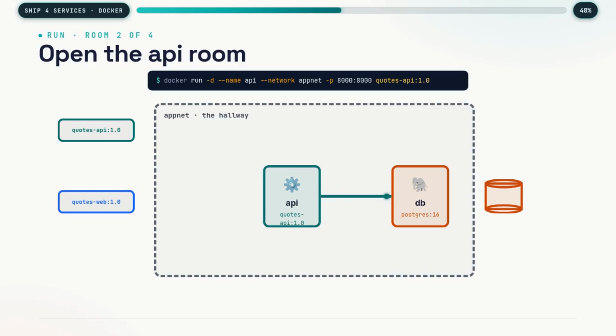The pill on the edge is the front door, port 8000 published to your laptop. The DB didn't get a published port because it should only be reachable from inside the hallway, not from the outside world. So API is up, it can now reach DB through the hallway, and its front door 8000 opens to us. One more room and the app is live.